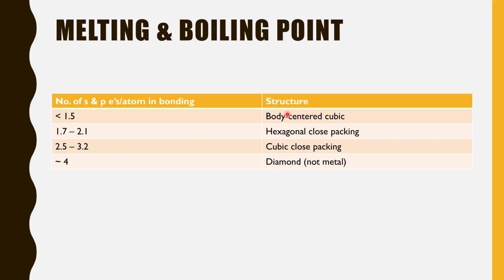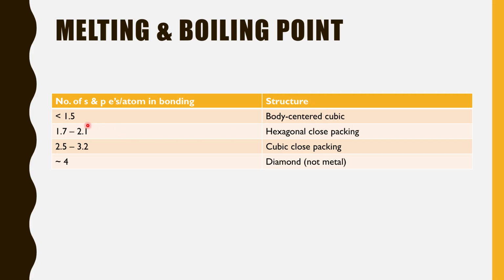So in the case of group 1, we came to know how many electrons are bonding. There is only one s electron that is involved in bonding, so it is less than 1.5. That is why most of the group 1 elements have a crystal structure in which the arrangement is body centered cubic.